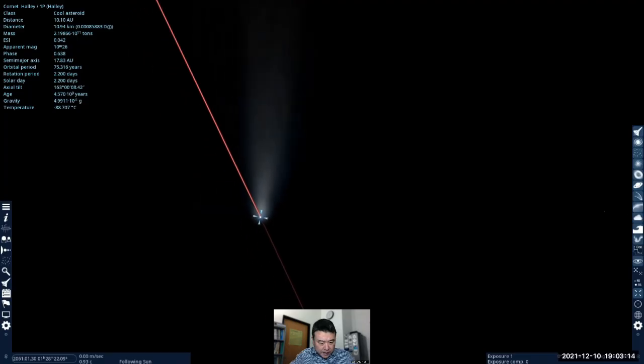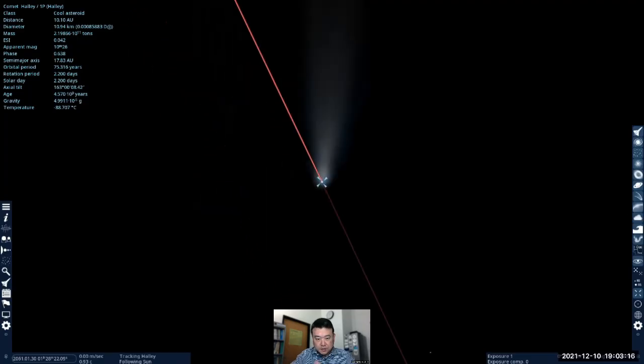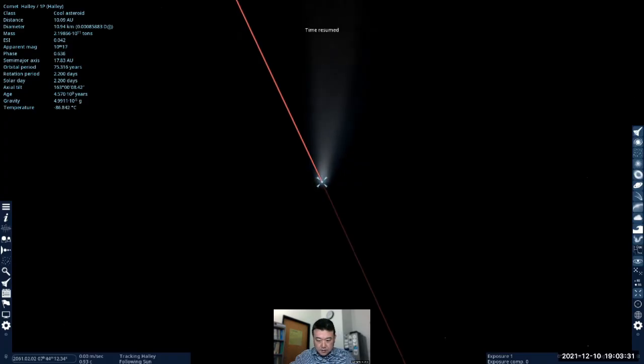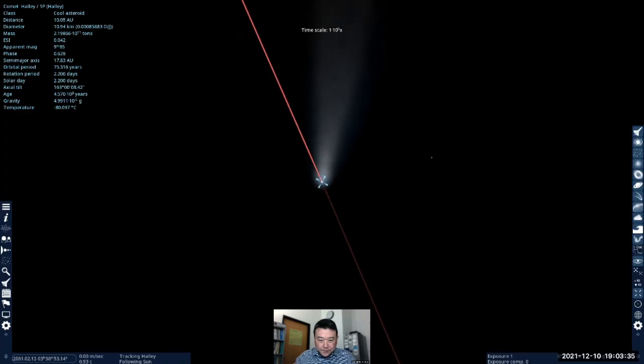Let me track the comet so that the camera will just follow it as it gets near the sun and then moves away. So around the beginning of 2061, with a really powerful telescope, you might be able to begin to see the comet. And start the simulation again. Maybe a little bit slower. Okay, faster.